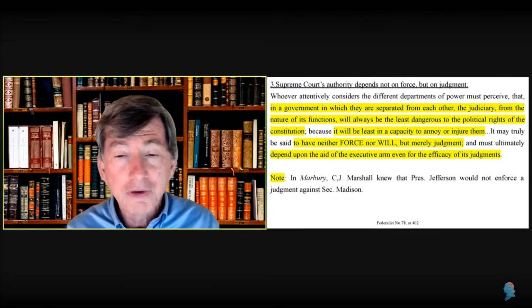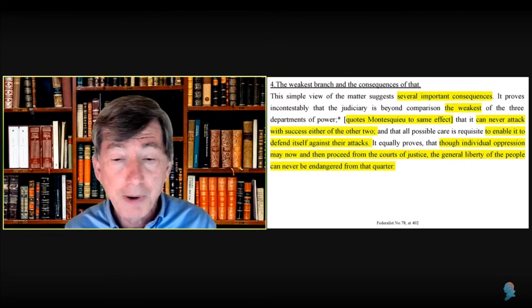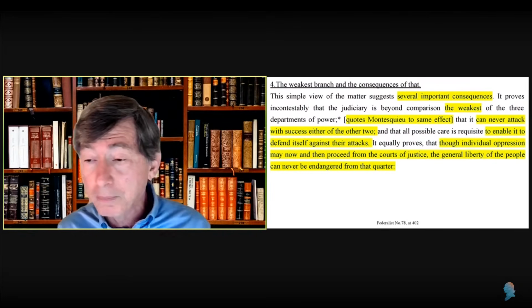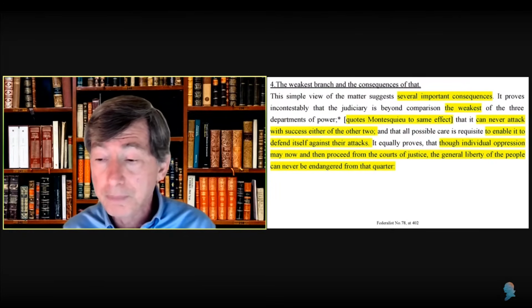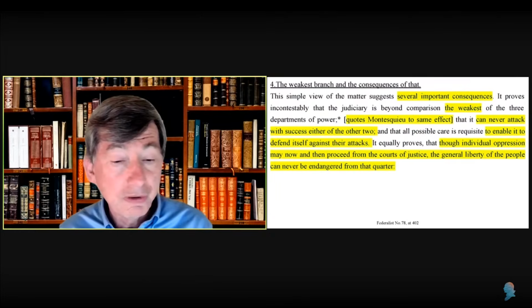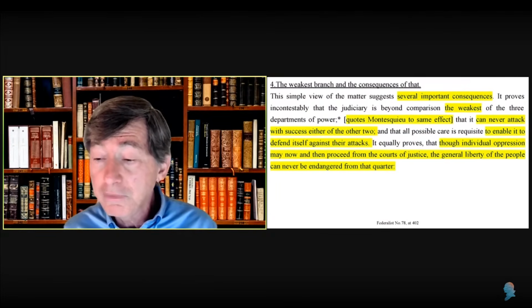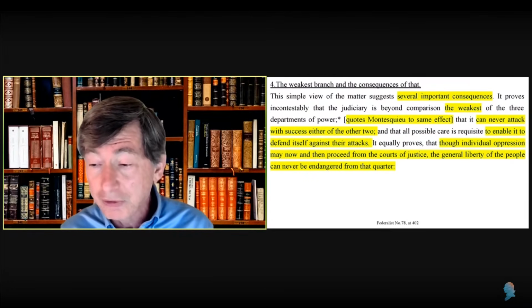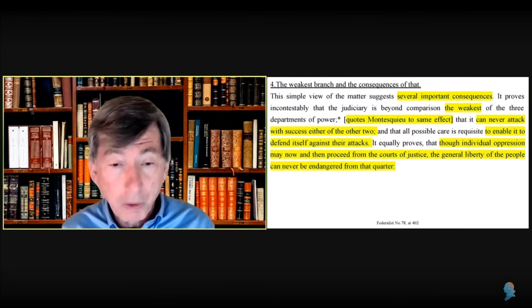The weakest branch and the consequences of that, several important consequences. The weakest of the three departments of power, here he quotes Montesquieu. So he's not just making this up on his own. It can never attack with success either of the other two, and to enable it to defend itself against their attacks. Though individual oppression may now and then proceed from the courts of justice, the general liberty of the people can never be endangered from that quarter.